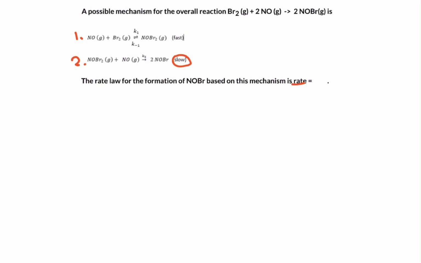So let's see. NOBr2 gas plus NO gas turns into 2NOBr. Honestly, we don't care about the products, but this one is a problem because NOBr2 is an intermediate that you get from the first reaction right here. You get it from the fast step. And remember, we don't want any intermediates in our rate law formula, so we have to take this NOBr2 and translate it to basically these two reactants, which are a part of the equation.